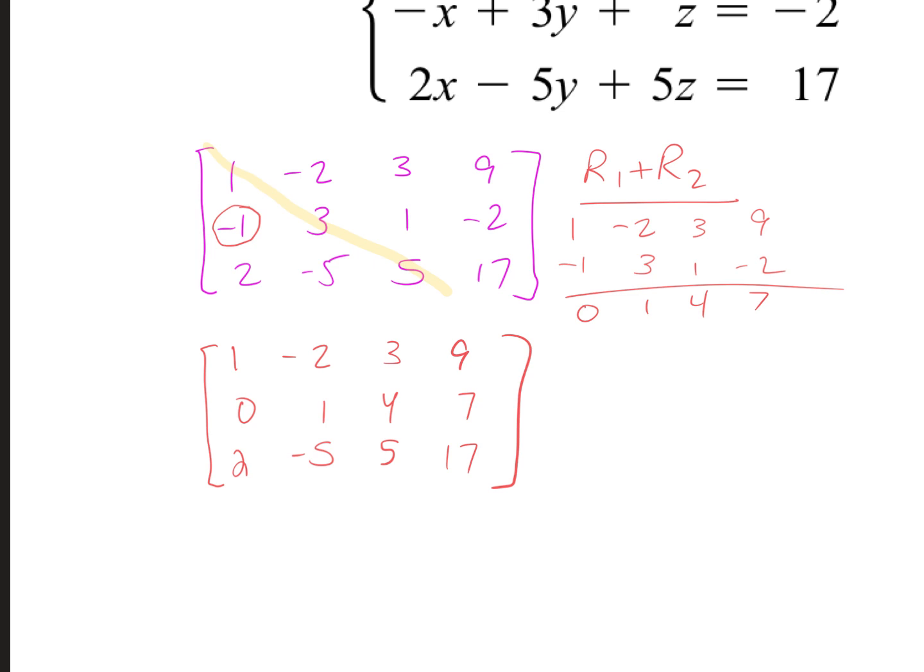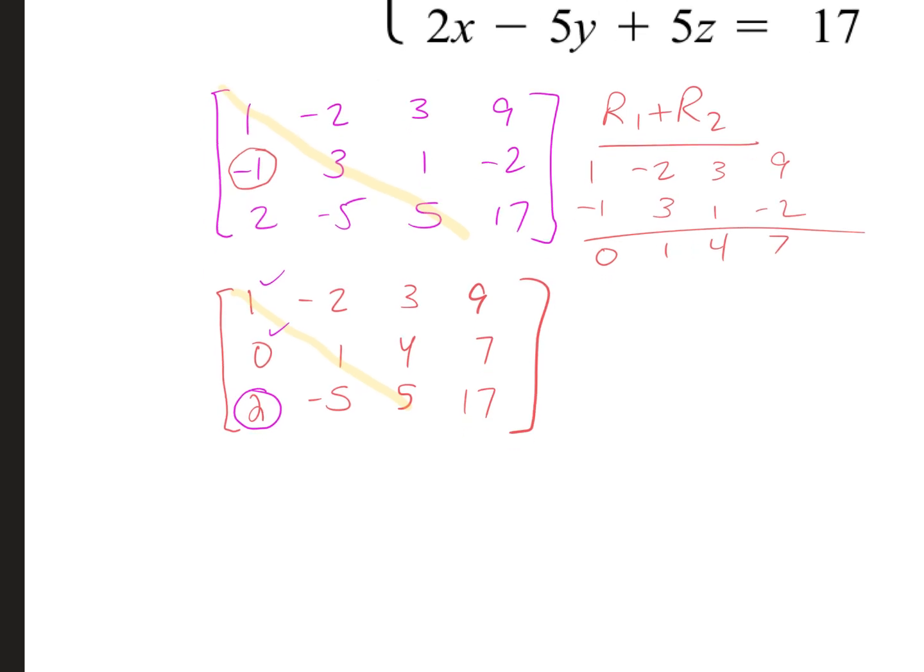On the diagonal, you want 1s, and underneath you want 0s. So I'm good here with positive 1. I'm good here with 0. Let's figure out this 2. I want that 2 to become a 0. What would I have to multiply a row by and then combine it with?